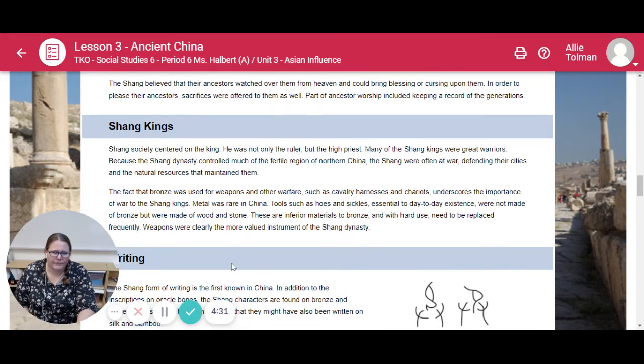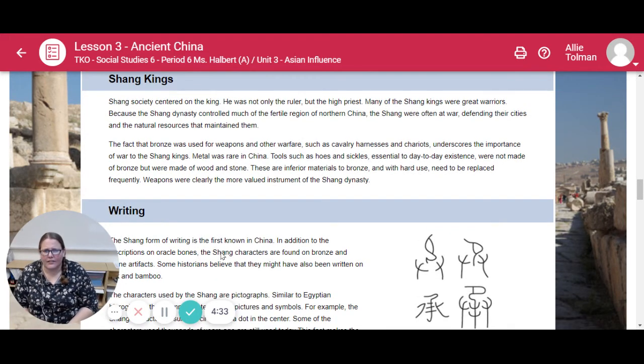Shang kings. Shang society centered on the king. He was not only the ruler, but the high priest. Many of the Shang kings were great warriors. Because the Shang dynasty controlled much of the fertile region of northern China, the Shang were often at war, defending their cities and the natural resources that maintained them. The fact that bronze was used for weapons and other warfare equipment, such as cavalry harnesses and chariots, underscores the importance of war to the Shang kings.